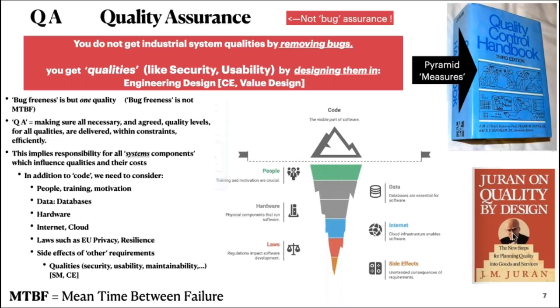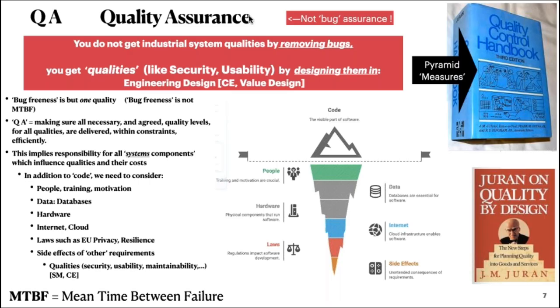My old friend, whom I've met once, Joseph Duran, one of the quality gurus with Dr. Deming, wrote a book called Quality by Design. And it's a great book. And he makes the same argument here, that every engineer knows, but IT people don't seem to know very well: you do not get the qualities you want by removing bugs. You get a quality called less buggy, but you don't get security and you don't get usability and 10 other critical qualities.